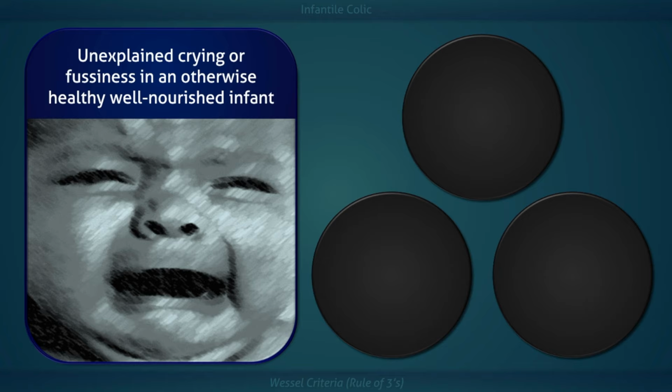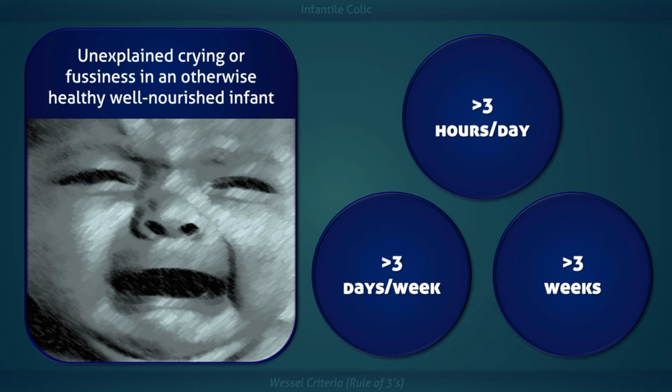According to the Wessel criteria, also known as the rule of threes, infantile colic is defined as unexplained crying or fussiness in an otherwise healthy and well-nourished infant that lasts greater than 3 hours per day, occurs more than 3 days per week, and has persisted for longer than 3 weeks. However, a presumptive diagnosis is usually made even if it has not been ongoing for at least 3 weeks, and it is generally confirmed retrospectively after the condition has resolved.